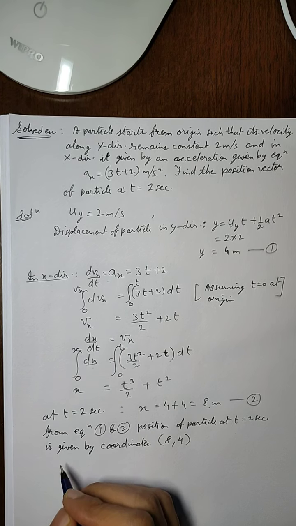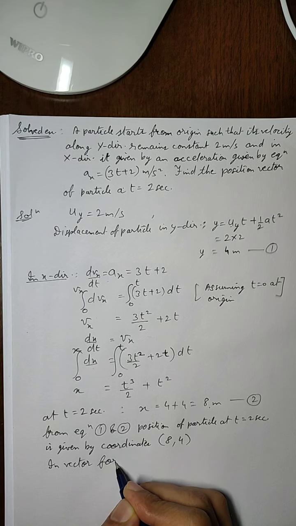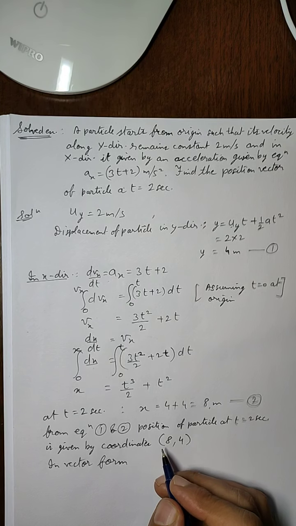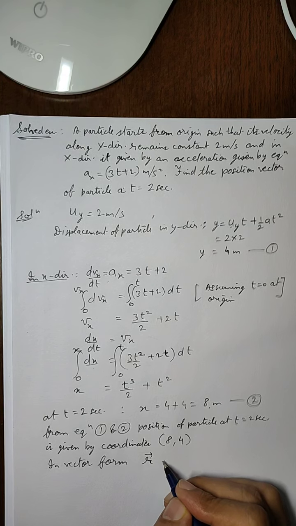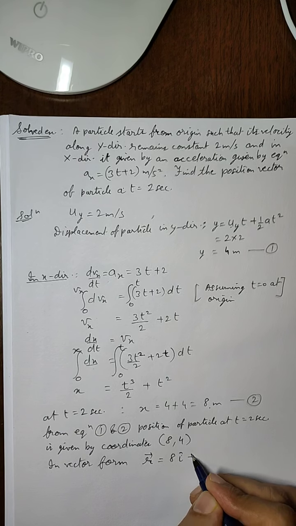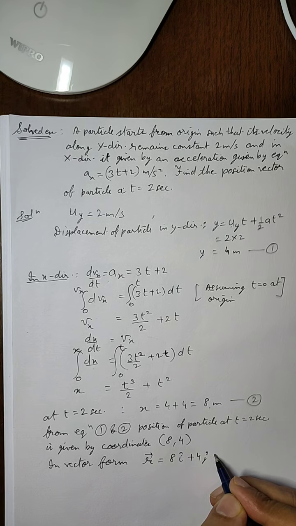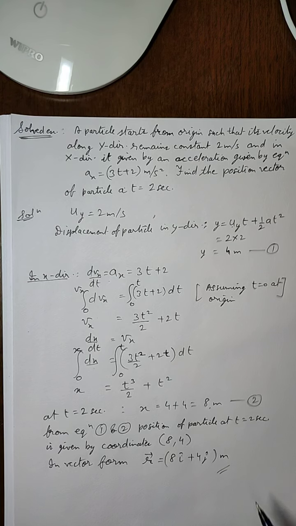You can also write it in vector form. So in vector form, the position, let us say this is vector r, the position vector r will be given as 8 i cap plus 4 j cap meters. So this will be your final answer.